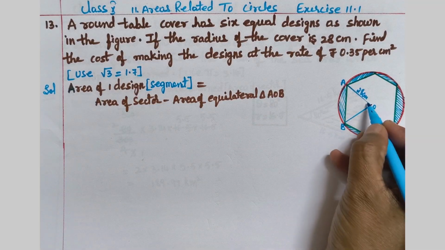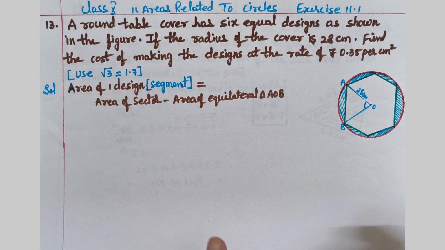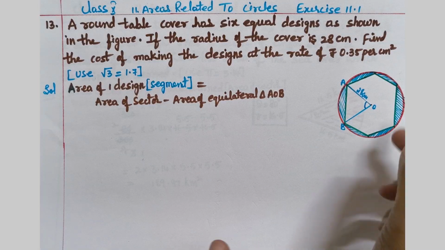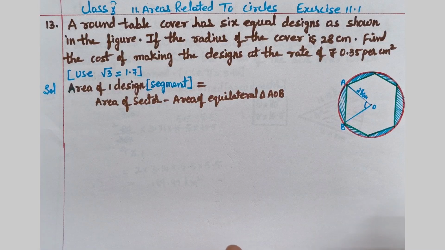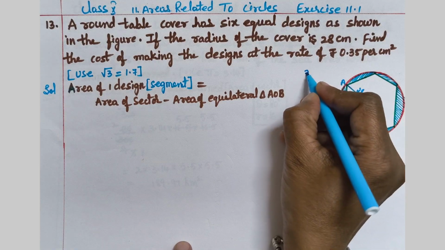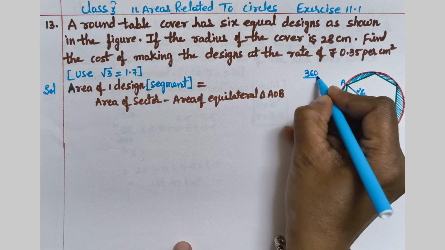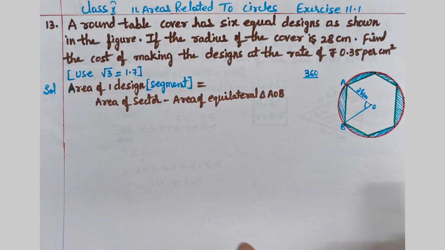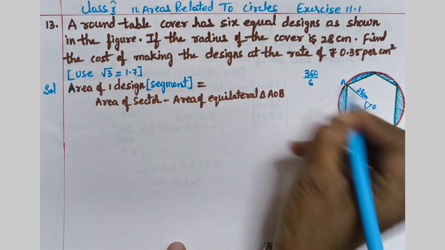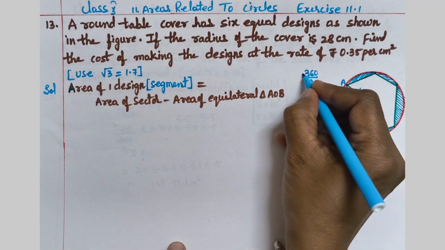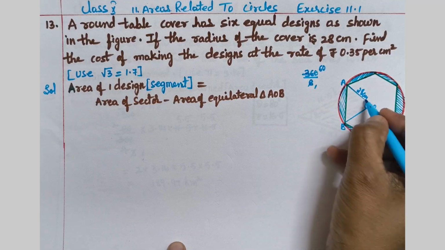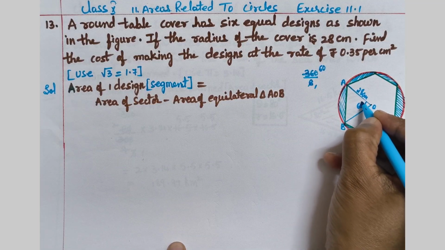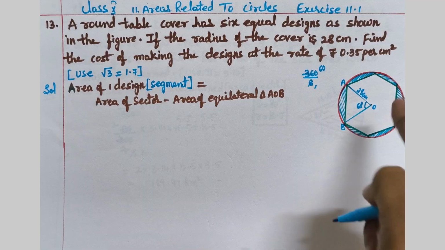First, how many degrees is the angle? We don't know, so first we will find the degree. How do we find it? A full circle is 360 degrees. So 360 divided by the number of designs, 1 2 3 4 5 6, six equal parts. So divided by 6: 6 ones are 6, 6 sixes are 36. So the angle is 60 degrees.